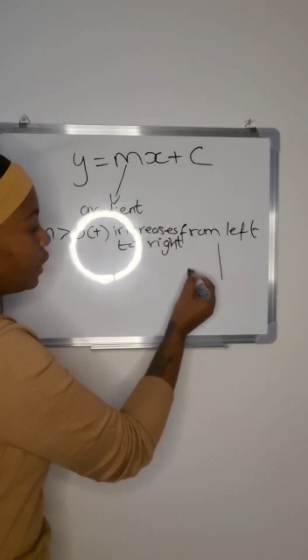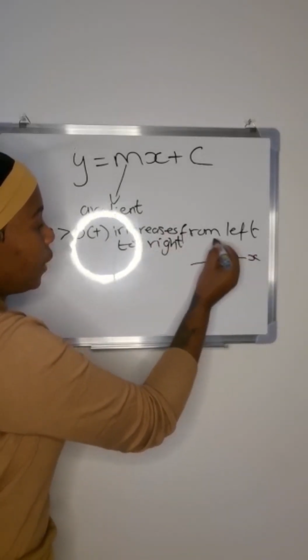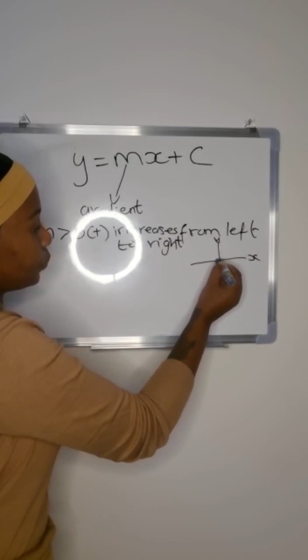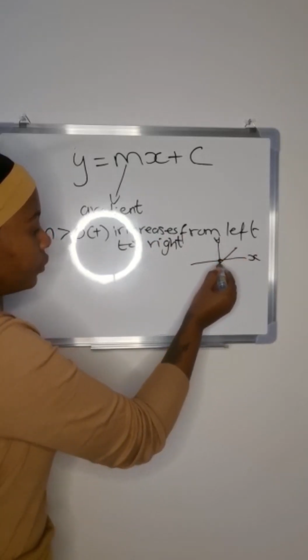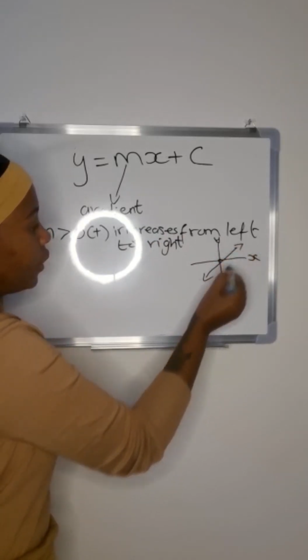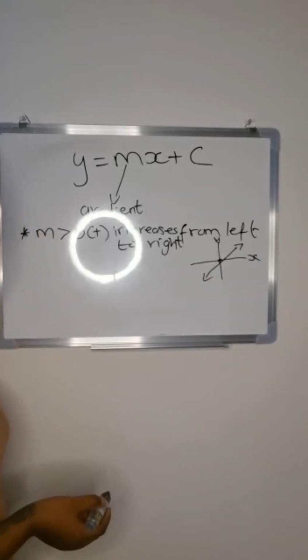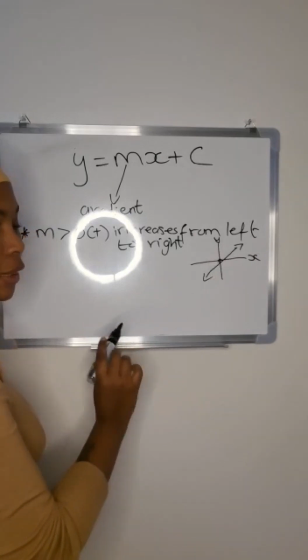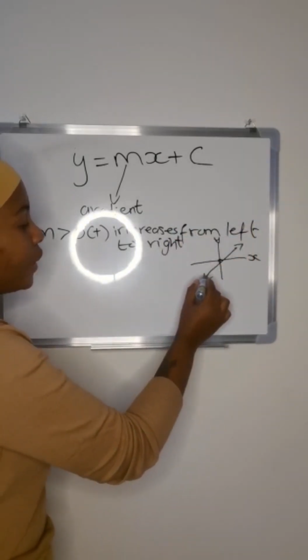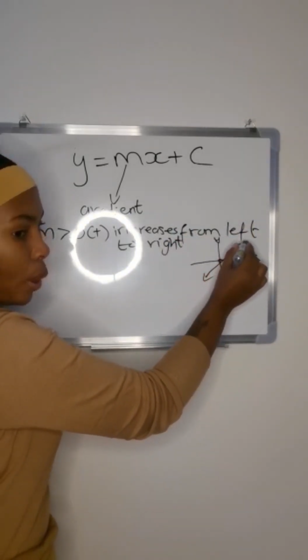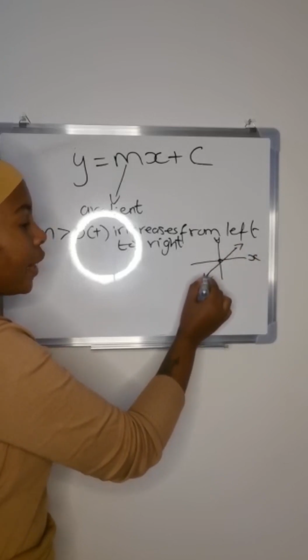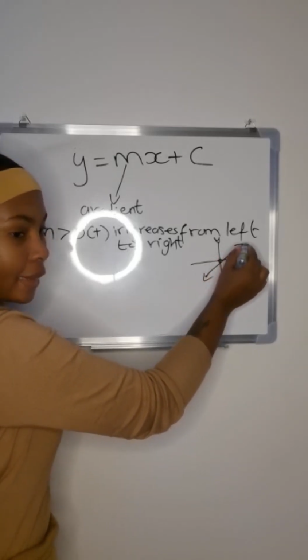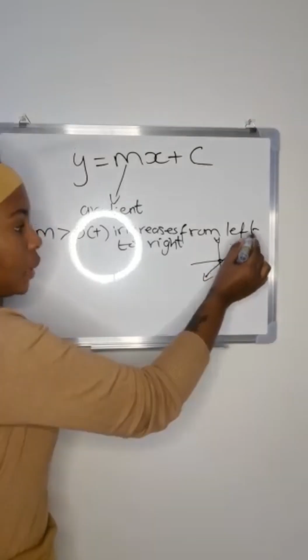Let us try to demonstrate that. If we have a Cartesian plane here, and we have a straight line graph, the gradient of this straight line graph is positive because the graph increases. Remember, when we increase, we are going upwards. So it increases from left to right, from the left hand side of the Cartesian plane to the right hand side of the Cartesian plane.